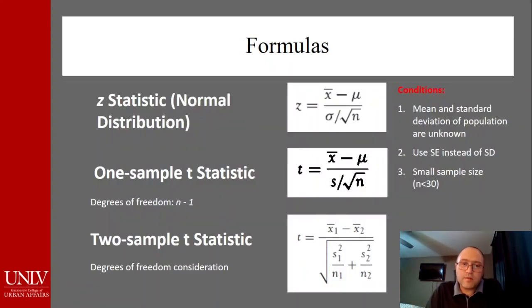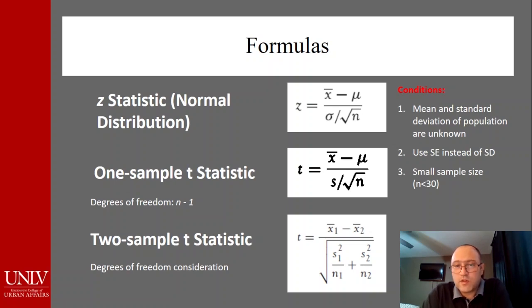We already talked about the z-statistic. The z-statistic indicates the sample normal distribution. But under certain conditions, we cannot reach the mean and standard deviation of the population. Under this condition, we need to test our hypothesis by the t-test.